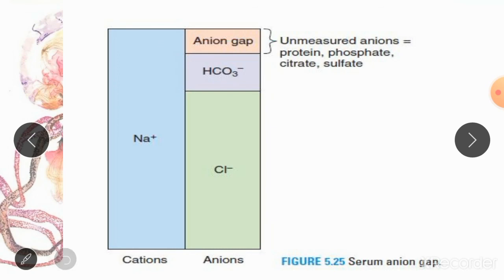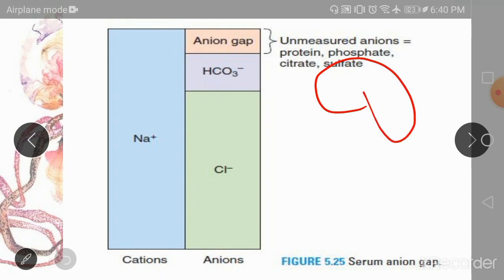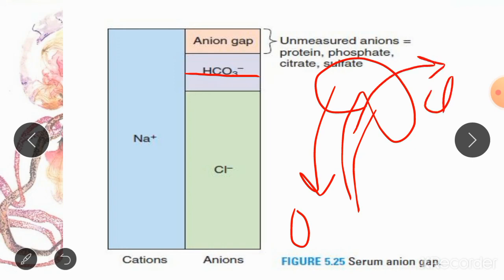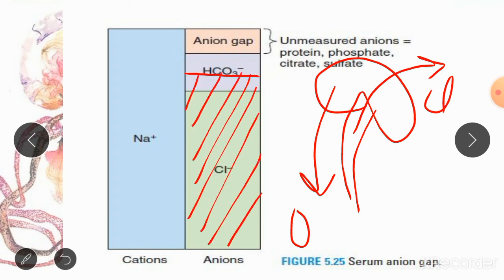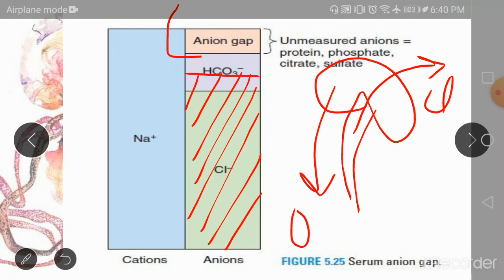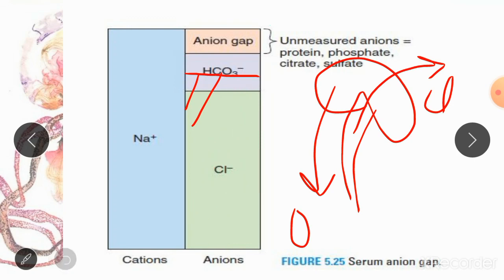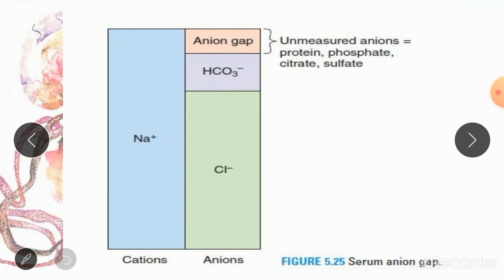Now, how does that happen? When your kidney is damaged and it is losing a lot of bicarb ions in the urine, your bicarb concentration is going to be reduced, but it is compensated by the kidney by reabsorbing a lot of chloride. So when the bicarb decreases and the chloride increases, the total number of measured anions remains the same, and your anion gap also remains the same. And when the anion gap is normal, you immediately understand that there is a reduction of bicarb which is being compensated by the chloride.